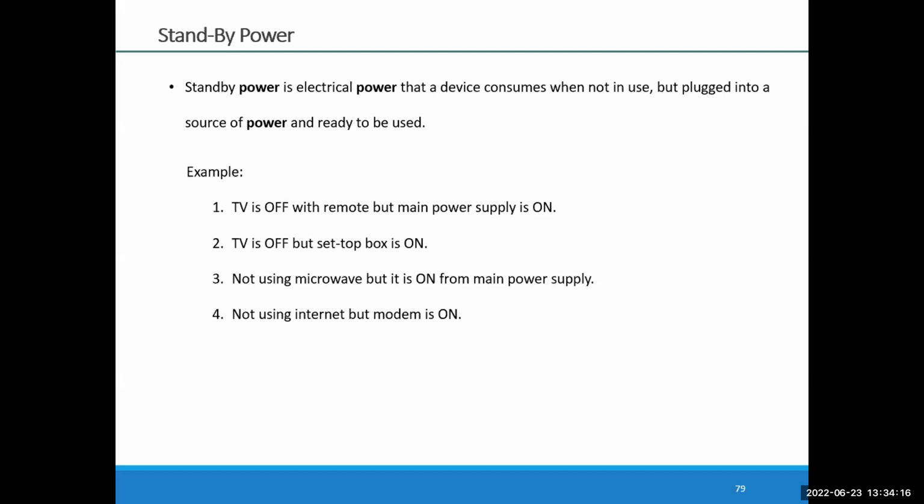TV is off, but the set-top box is on. Not using the microwave, but it is on from the main power supply. Not using the internet, but the modem is on. So these are all areas where some small fractional quantity of energy is being wasted. And if you multiply with the number of hours and number of days in a year, you will see the significance of the energy being wasted, or energy cost being incurred in this kind of standby power.